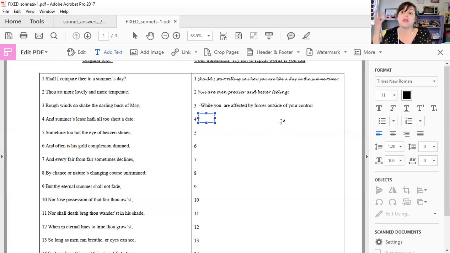He's also talking about the woman, right? Again, all of this isn't literal. So summer's lease hath all too short a date. Maybe it's like, and your good times are fleeting or temporary, but they eventually come back, right? Like kind of how I see it is like summer's lease hath all too short a date.